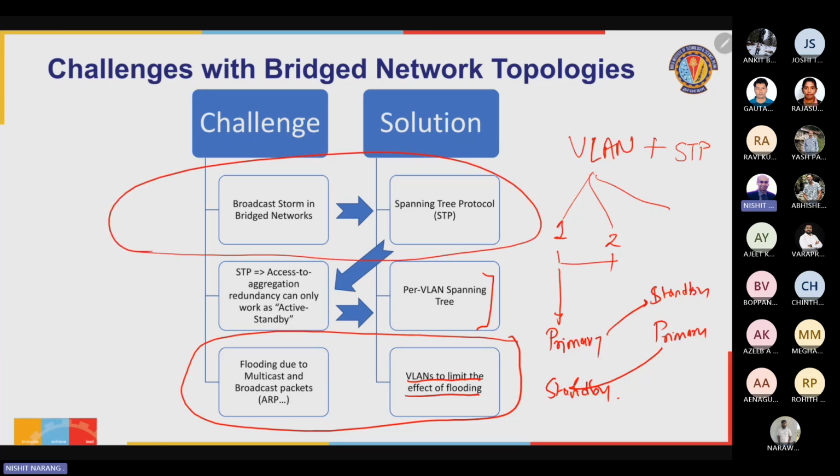STP can be used as an independent solution. But what we see in traditional access aggregation topology is actually the middle ground. We use them together so that I can use the network bandwidth as well as prevent broadcast. So this is what traditional data center networks were doing when they were using the access aggregation core topology.